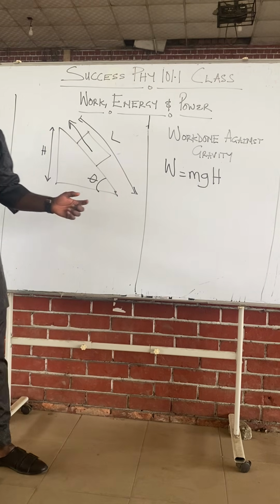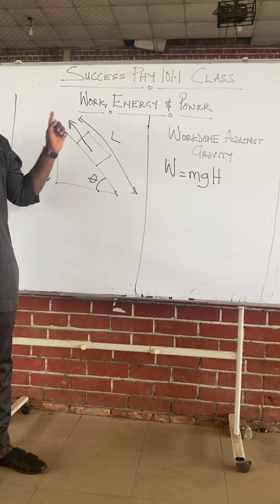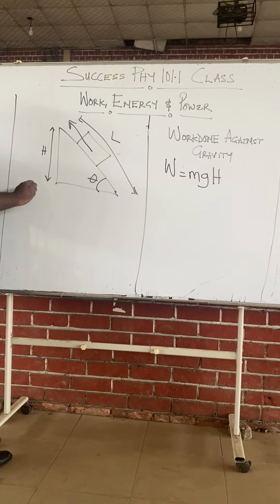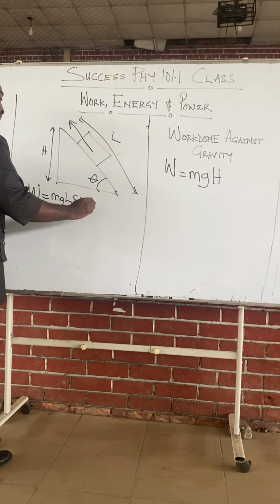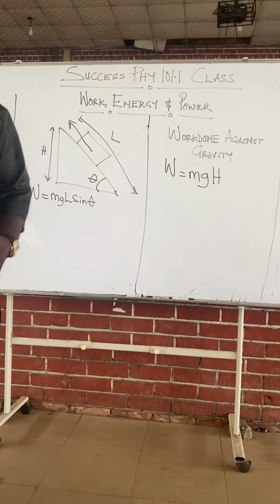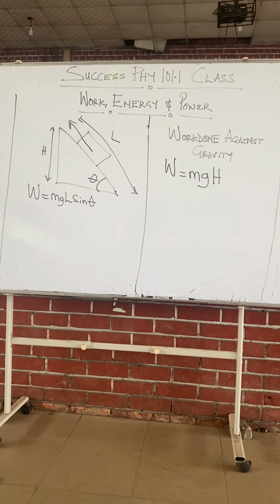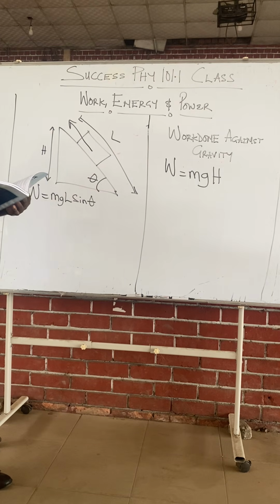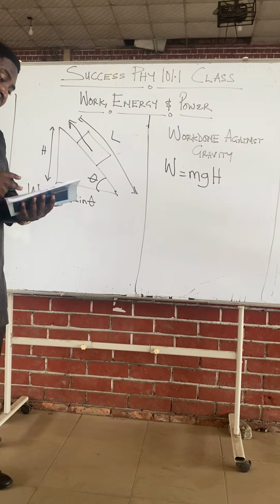So the work done that will be needed to pull this body up this inclined plane is W equals mgl sine theta. W equals mgl sine theta, work done in pulling the body up an inclined plane. Let us take some questions now.